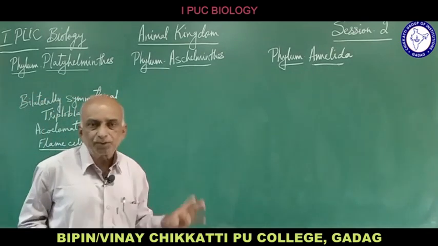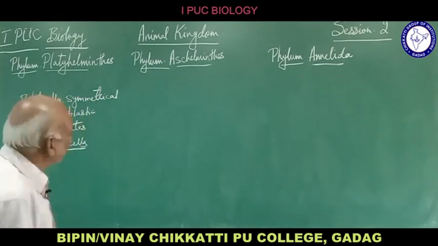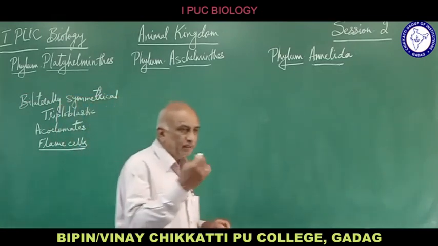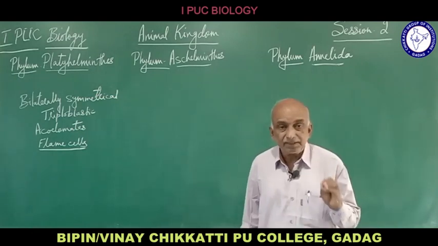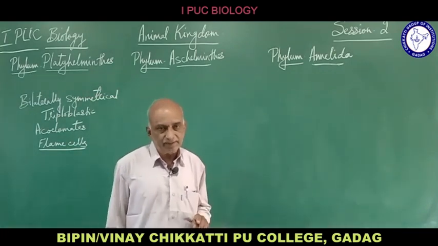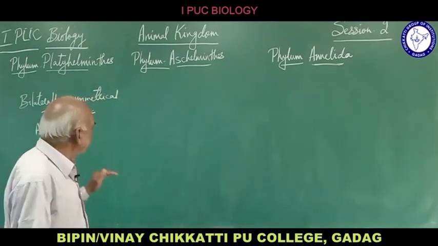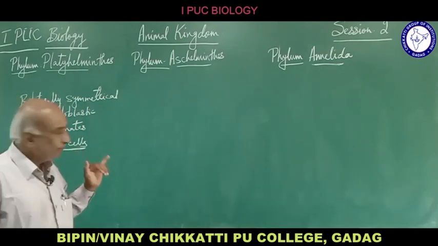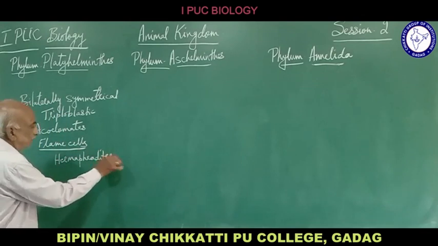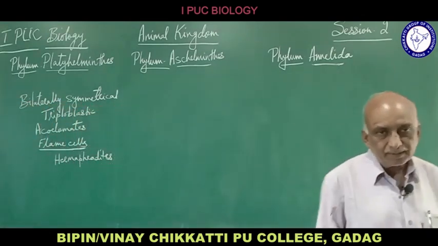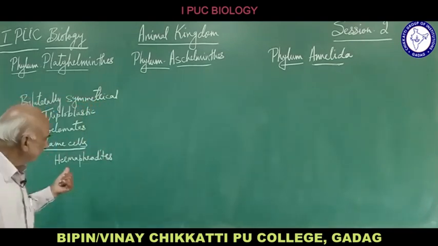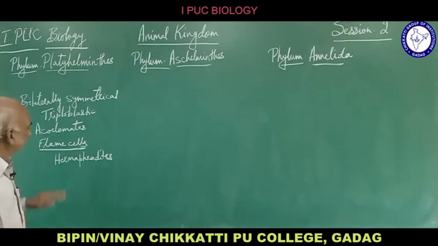So the flame cells help in osmoregulation and excretion. Inside the body there is also a cavity which helps in taking in water. The digestion is incomplete, meaning there is a single opening which functions as both mouth and anus. The excretion takes place with the help of the flame cells. Again, these are hermaphrodites, so they have both male and female reproductive organs in the same animal, and they are called bisexual animals. That is why fertilization takes place within the female part, and internal fertilization occurs. So these are the characteristics of the phylum Platyhelminthes.